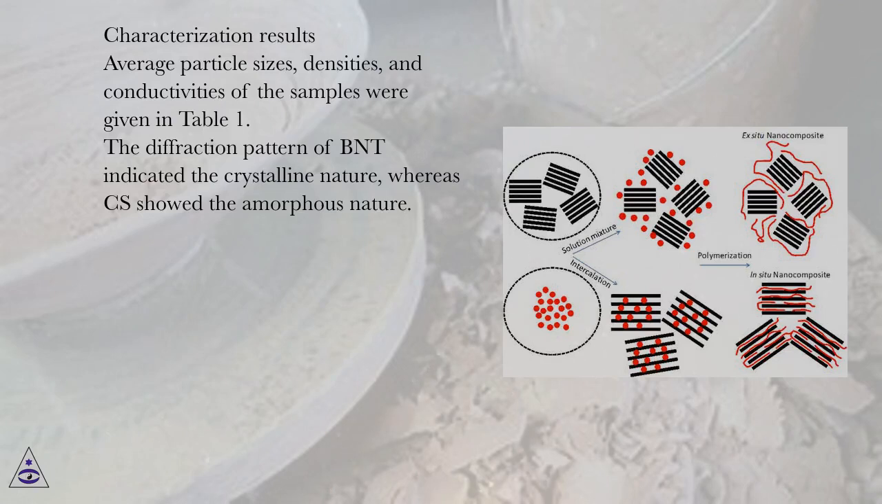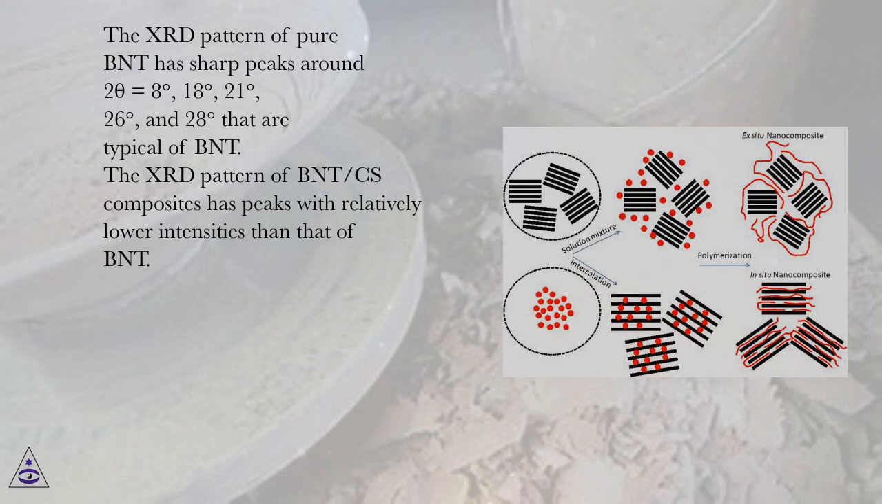Characterization results. Average particle sizes, densities, and conductivities of the samples were given in Table 1. The diffraction pattern of BNT indicated the crystalline nature, whereas CS showed the amorphous nature. The XRD pattern of pure BNT has sharp peaks around 2 theta equals 8 degrees, 18 degrees, 21 degrees, 26 degrees, and 28 degrees that are typical of BNT.